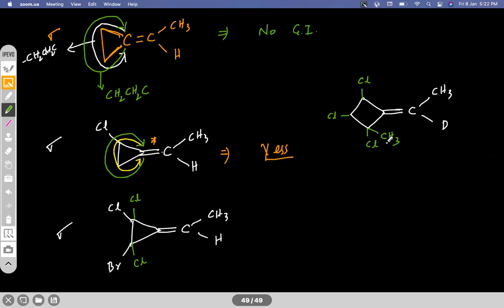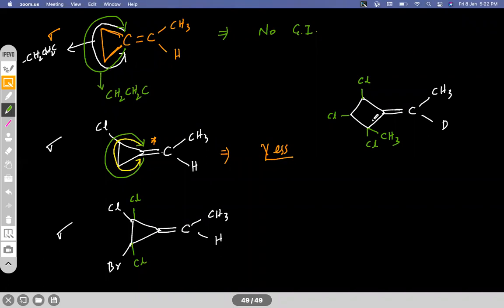A question could be anything. It's very dynamic, right? I cannot give you a fixed type, but you should know the logic. If any group is attached to a ring, what you should do to find out whether the given molecule shows geometrical isomerism or not. Is it clear with you?